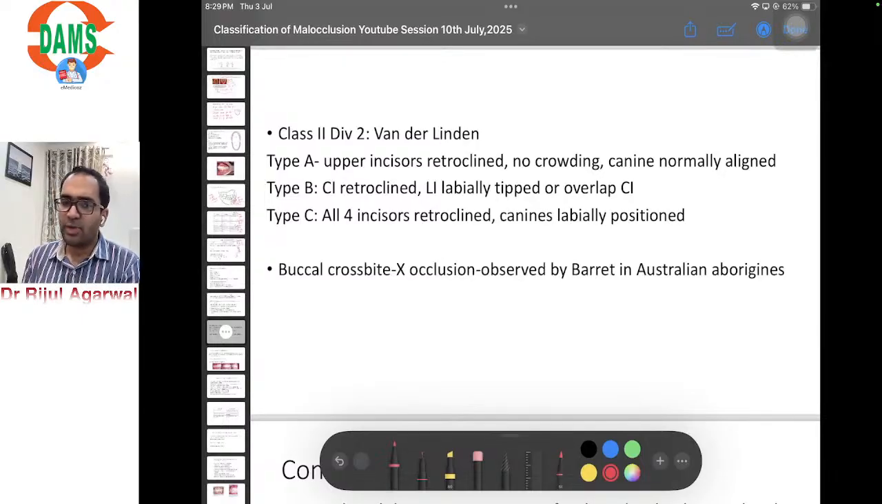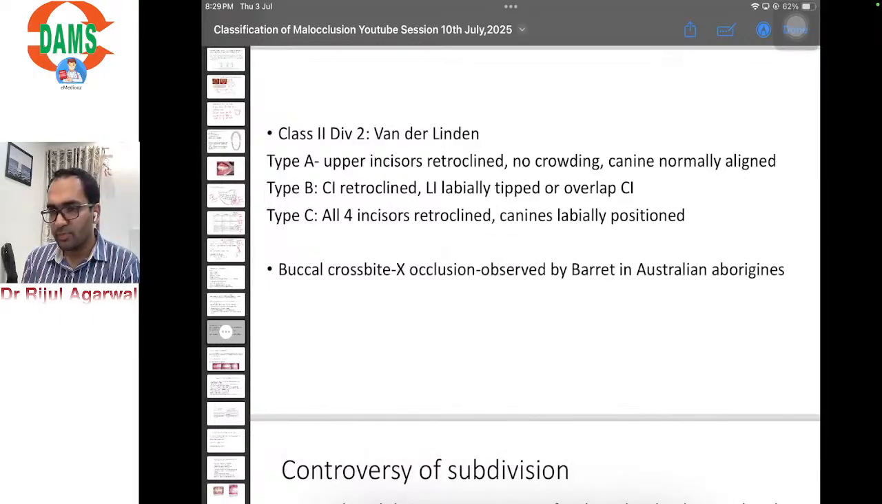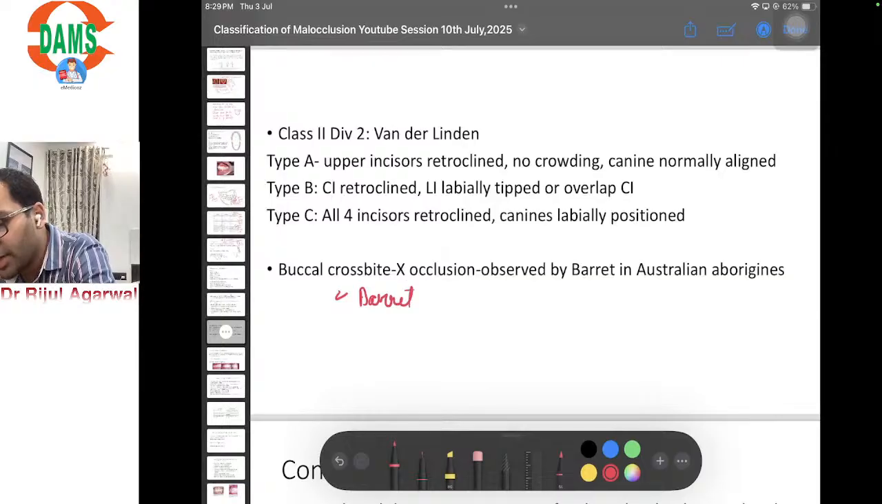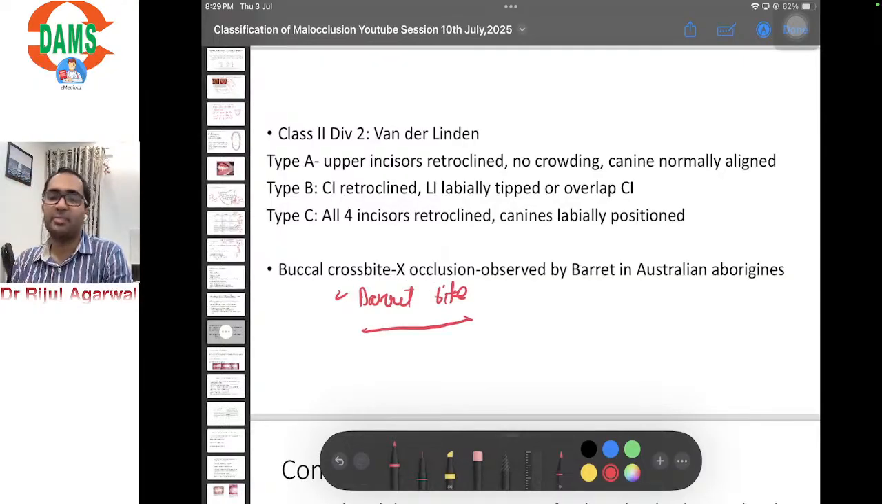Okay, so what is buccal crossbite? That is cross occlusion, another term, that is a cross occlusion observed by Barrett in Australian Aborigines. Okay, so this is also known as Barrett's bite. So if in the exam the term Barrett's bite is written somewhere, sorry for my handwriting, don't get confused.